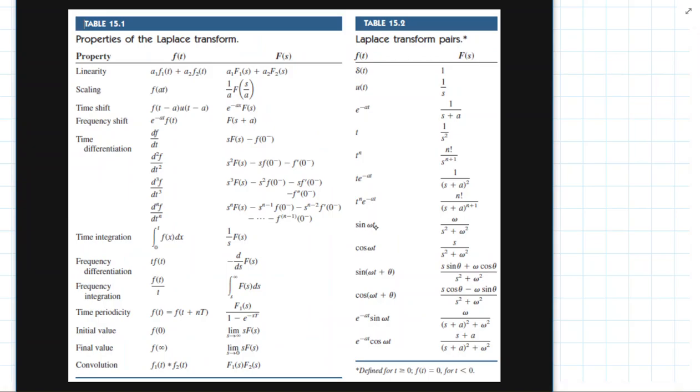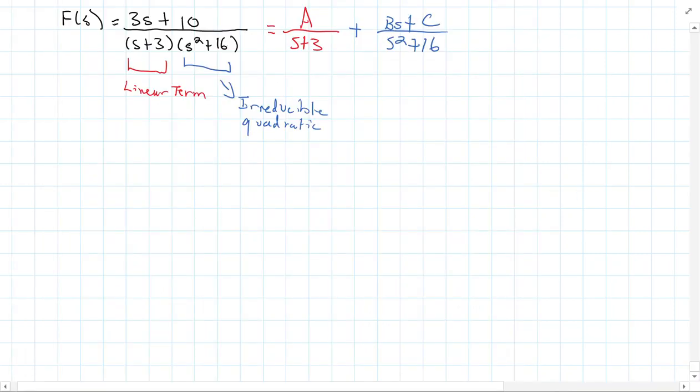And if I look here for the sine and cosine, that's s squared plus omega squared. So we have s squared, and 16 would be omega squared, so omega would just be 4. So we're definitely going to get some kind of sine or cosine coming out of this. That's what we really need to think about here: what forms am I going to get? Because that's going to guide me on how I'm doing my partial fraction expansion.